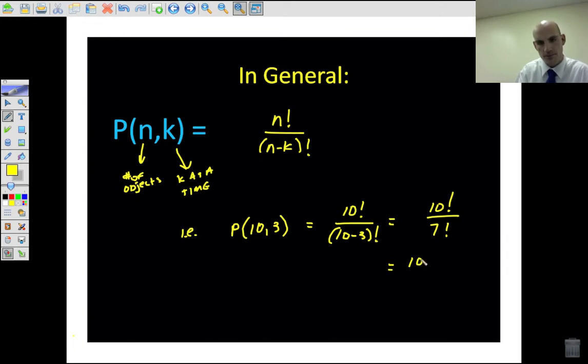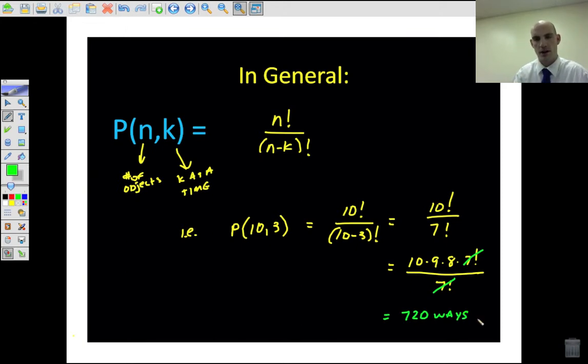This is 10 times 9 times 8 times 7 factorial over 7 factorial. And because I'm multiplying, watch what happens. 7 factorial goes away, and what I'm left with is 10 times 9 times 8. Okay? 9 times 8 is 72, so this is going to be 720 ways to choose the first 3 songs.